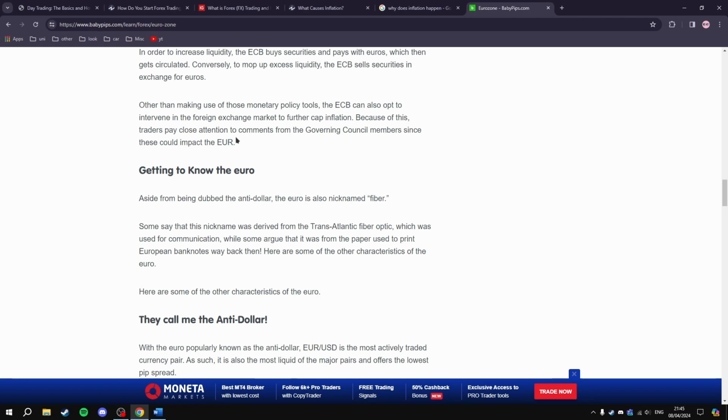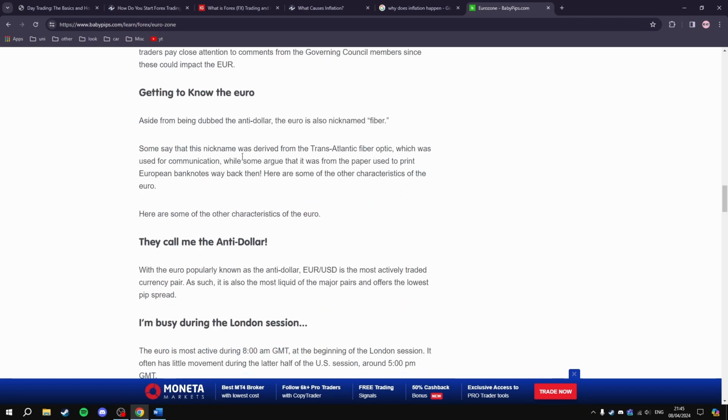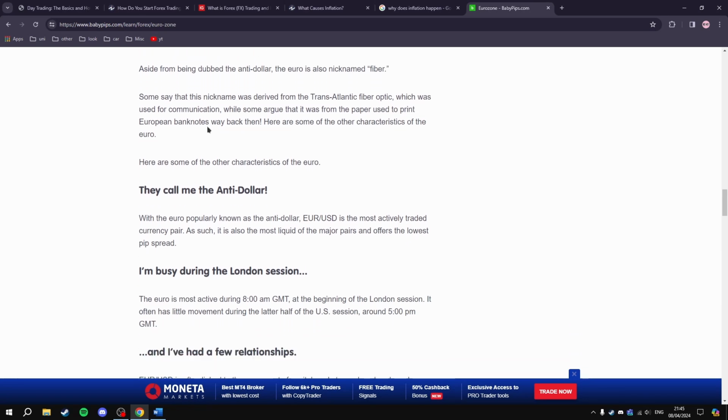Aside from being dubbed the anti-dollar, the euro is also nicknamed fiber. Some say that this nickname was derived from the transatlantic fiber optic, which was used for communication, while some argue that it was from the paper used to print the European banknotes way back then. Here are some of the other characteristics of the euro.